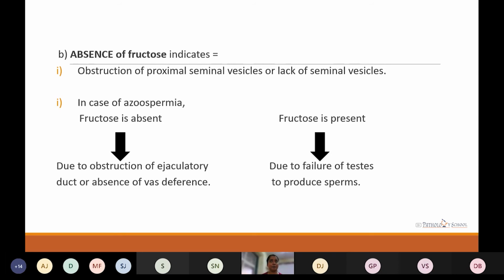In case of azoospermia, that means when there is no sperm in the semen, as well as the fructose is absent, then it is due to obstruction of the ejaculatory duct or due to absence of the vas deferens. On the other hand, if there is azoospermia, but the fructose is present, then it is because the testis is failing to produce the sperms, because here the fructose is present, just the sperms are not there.